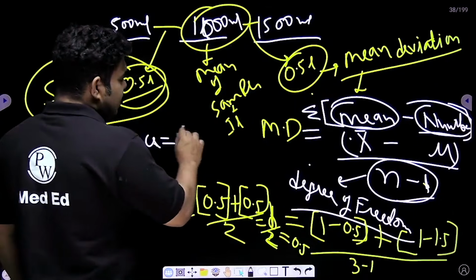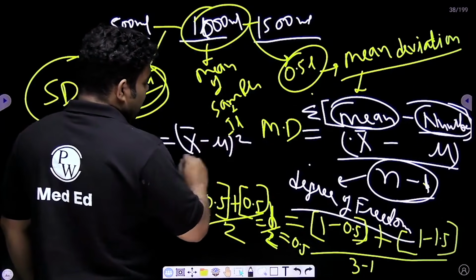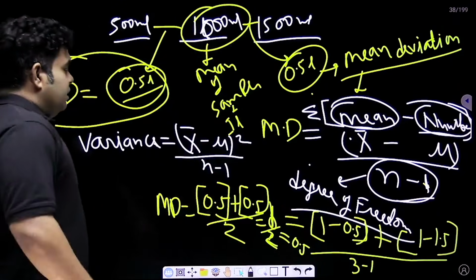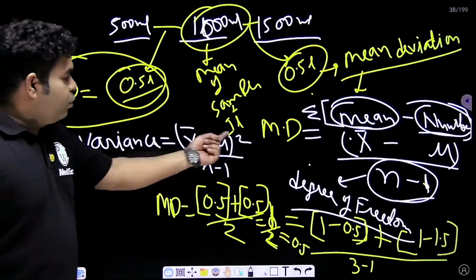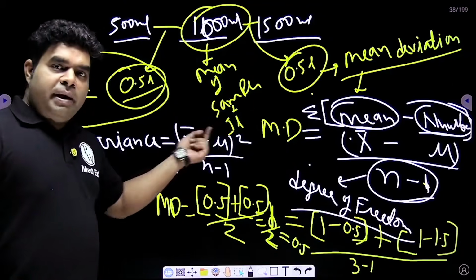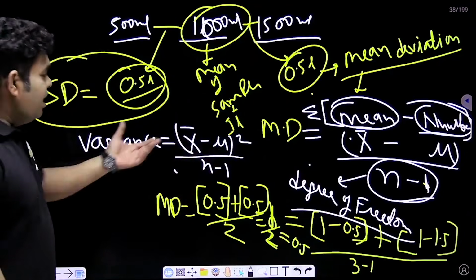So for variance, we write (mean minus number) whole square by n minus 1. This is the formula of variance. We are just doing a square because minus minus will become plus. So we are doing a square in variance.